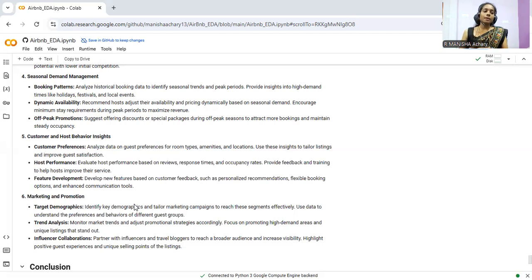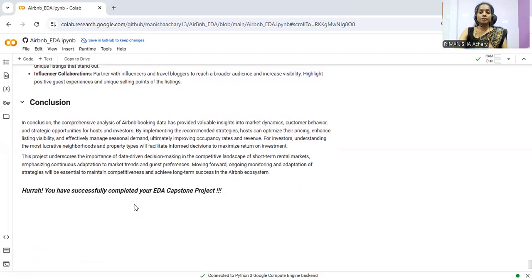Next objective is marketing and promotion. Identify key demographics and tailor marketing campaigns to reach these segments effectively. Use data to understand the preferences and behaviors of different guest groups. Monitor market trends and adjust promotional strategy accordingly. Partner with influencers and travel bloggers to reach a broader audience and increase visibility.